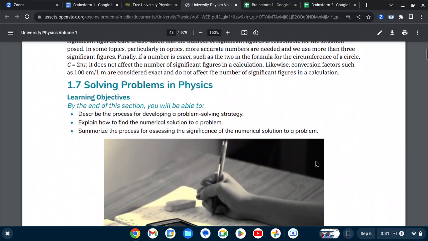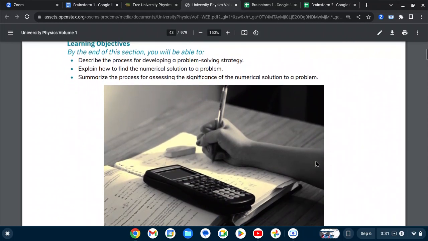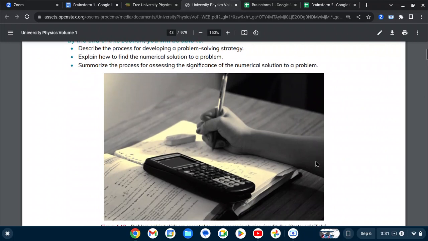1.7. Solving problems in physics. Learning objectives. By the end of this section, you will be able to describe the process for developing a problem-solving strategy, explain how to find the numerical solution to a problem, and summarize the process for assessing the significance of the numerical solution to a problem.